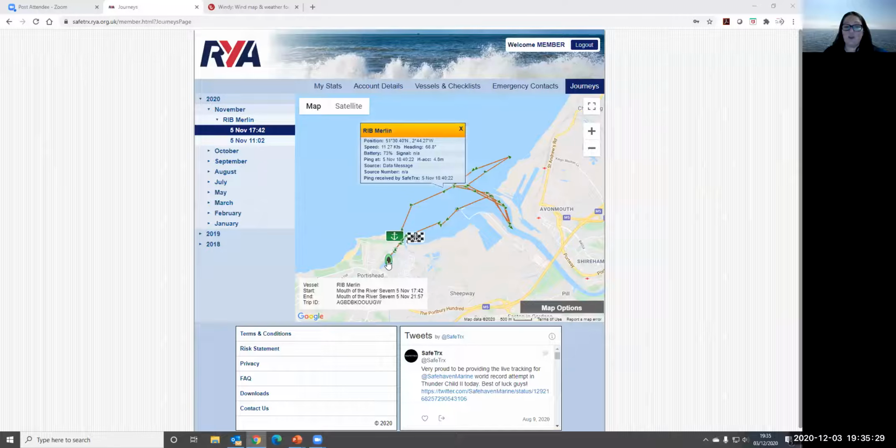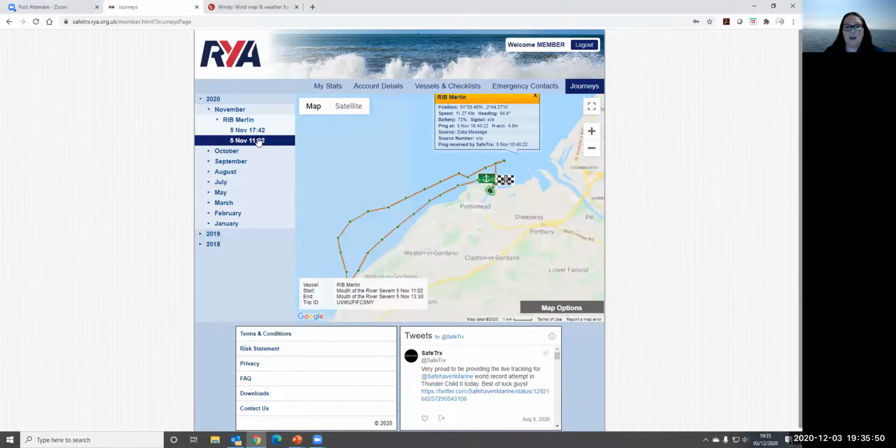This was a short trip we did one evening out of Portishead, up the River Avon, up to an unlit spot there, back down the river and back to another unlit spot here for my two students. Okay, so I can go through my various trips. I can also have a look at various stats, but it's really designed to be an app. So there's more information on the actual app than there is on the website, but it does just give you an idea of different trips.